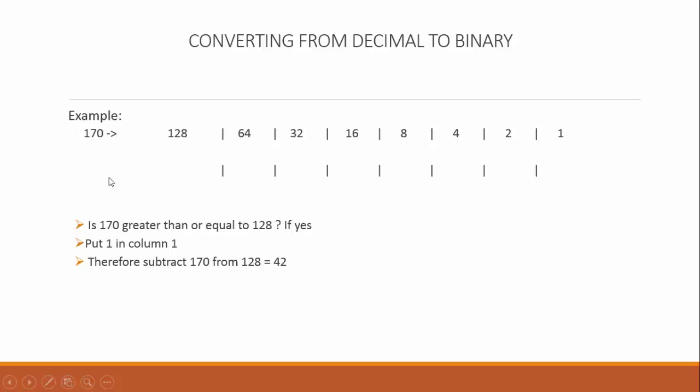So let's say we are looking at the number 170, and we want to convert it to binary. First of all, we check if 170 is greater than or equal to the first column, 128. If yes, then we put the value 1 in column 1 and then subtract 128 from 170. We subtract so that we can compute the remaining bits in the octet. So we have placed 1 in the first column, and now we go to the second column. After subtracting in the previous column, we got 42.